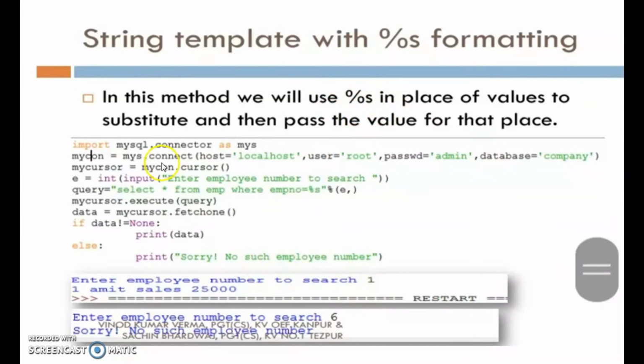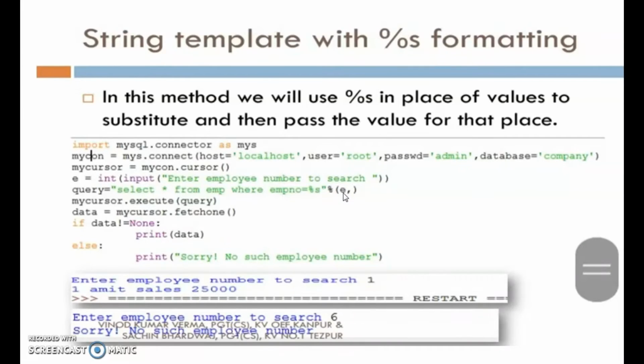See the example. First import mysql.connector as mys. Then mycon is the connectivity object. Then mycursor is a cursor object. Then E, you can read the number. Then query is equal to select star from emp where emp number is equal to %s. So here this one you can substitute with the variable E. E is the number that we read from the user. So %s will be substituted with the variable E.